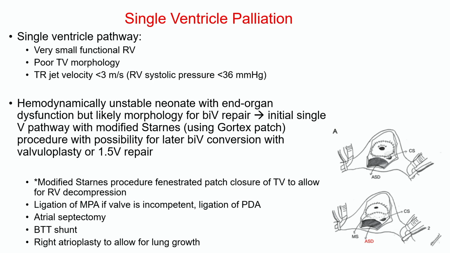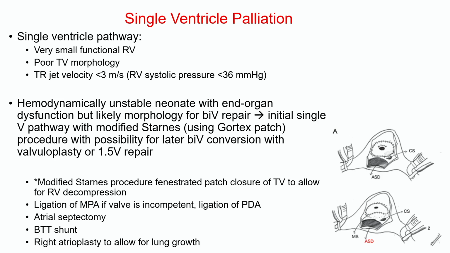So we decided that a lot of these babies could be handled by a procedure called the Starnes procedure. You usually did it right away. And sometimes these babies could go on to get a biventricular repair, and sometimes they needed a single ventricle pathway. Those patients usually had a very small functional RV, something that wasn't generating a lot of pressure, poor tricuspid valve morphology, so the valve was difficult to work with and you couldn't really make it better, and the TR velocity was less than 3 meters per second. So again, that ventricle was not capable of ejecting a lot of blood.